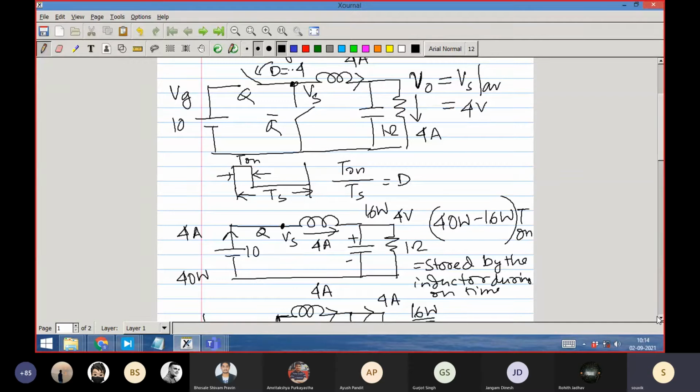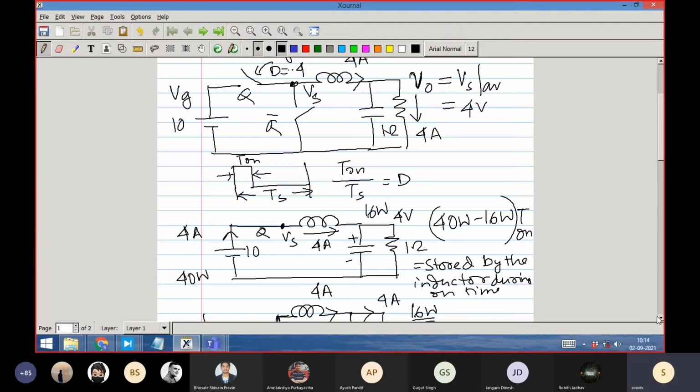So what is it doing? It is storing inside itself. It is storing energy during the on period. And then what will happen when you understand that this state cannot continue forever? Why can it not continue forever? Then it is reaching the steady state with respect to the 10 volt supply system.